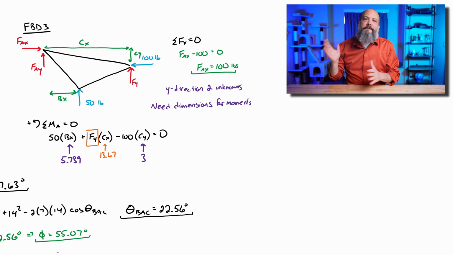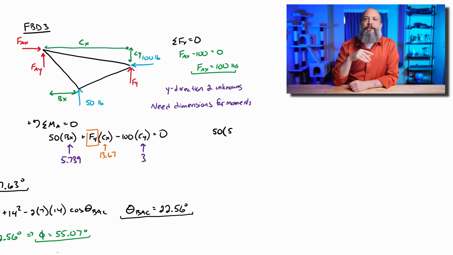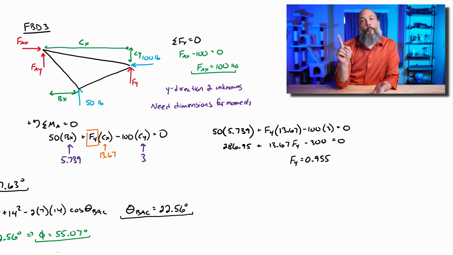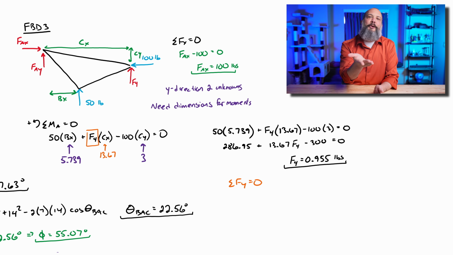So plug in 50 times 5.7 plus Fy times 13 minus 100 times 3. Rearrange: Fy is 0.955 pounds, about 1 pound for Fy. So it's barely resting on the ground over there. It's almost getting ready to get pushed up.